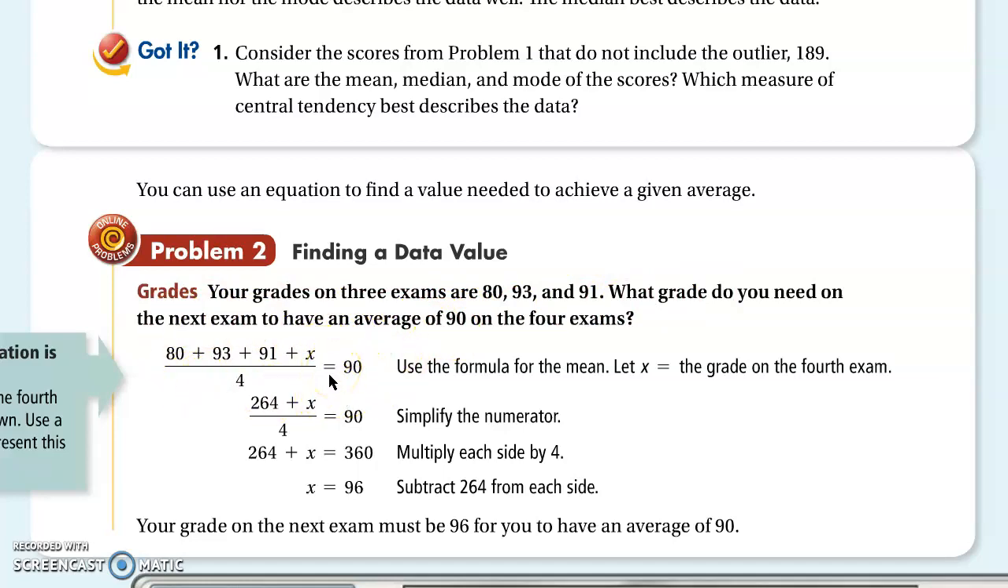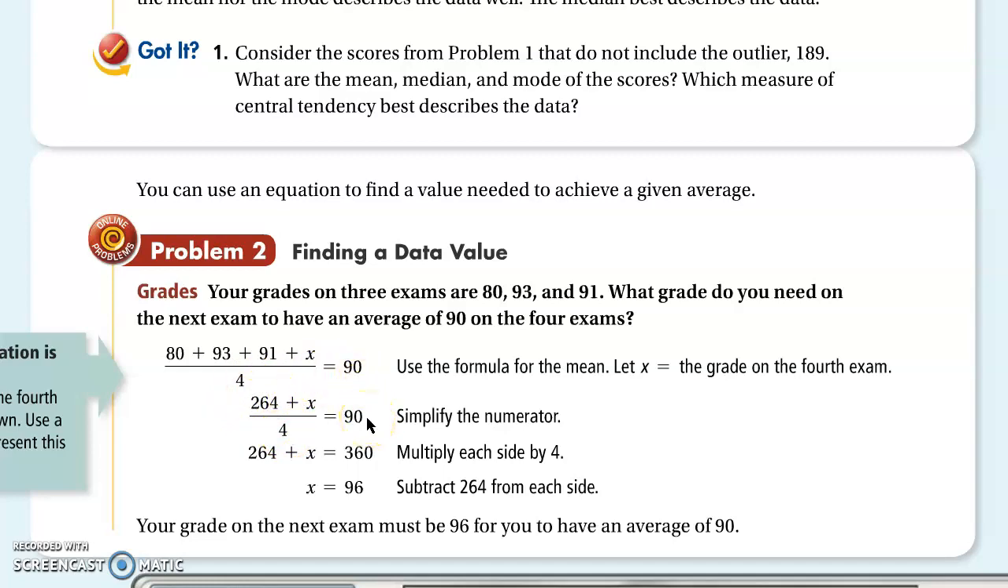Then I just go ahead and simplify using my order of operations. I want to simplify all of these numbers by adding together. So 80 plus 93 plus 91 is 264. And then I can go ahead and solve. I want to get x by itself, and he has two buddies. All right, 264 and 4. I'm going to get rid of the 4 by multiplying by 4 on both sides.